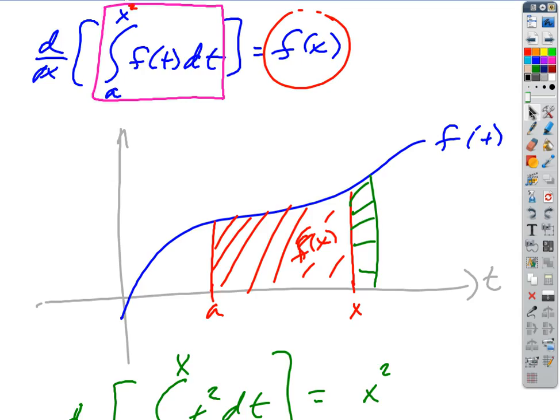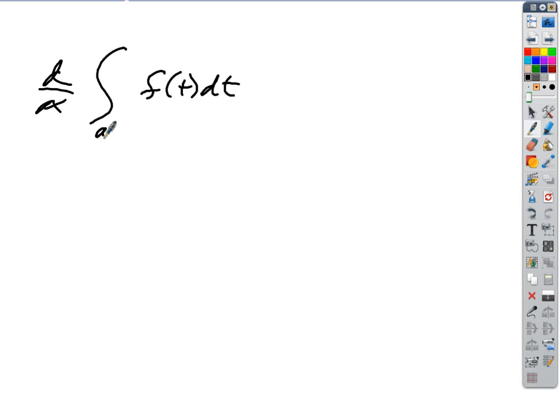So here it is. Here's the generalized second fundamental theorem. The derivative with respect to x of the integral of f of t dt from a to, call it g of x. Could be any function we want. Could be x squared, could be a sine function, could be anything.